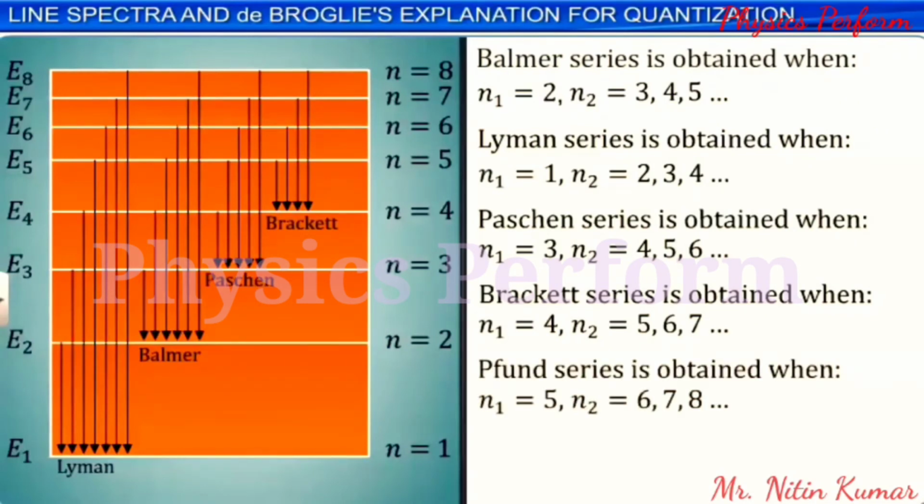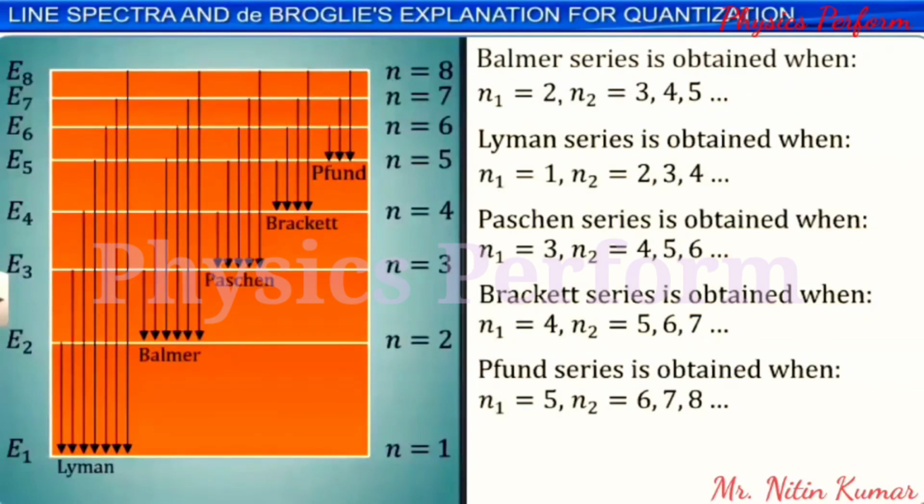In this diagram, it is clearly seen how different atomic series are produced when electrons jump from a state of higher energy to a lower one. These lines are called emission lines.